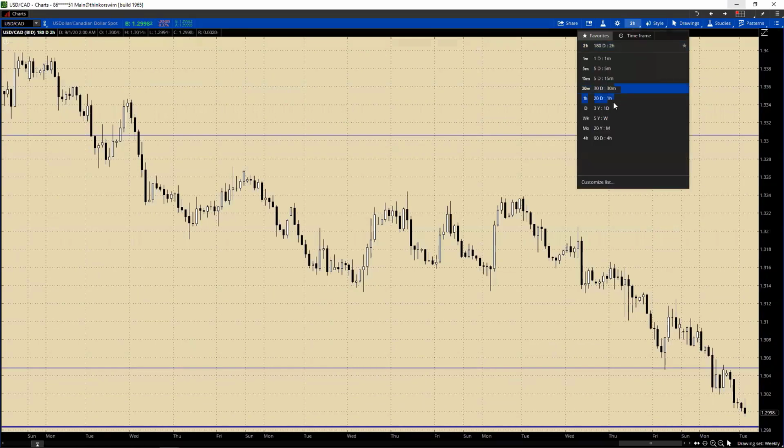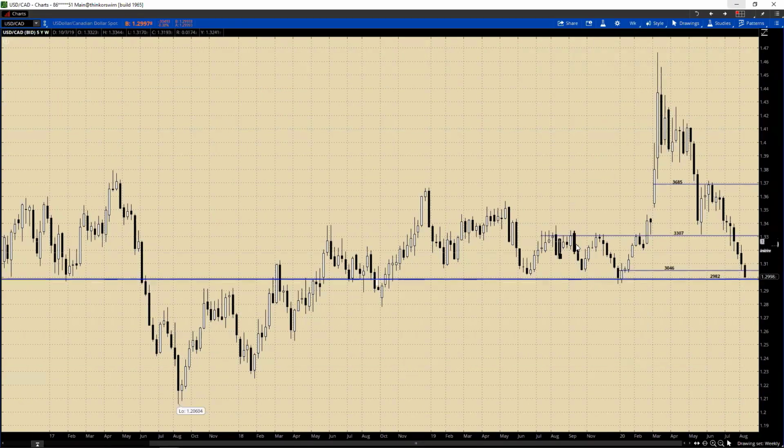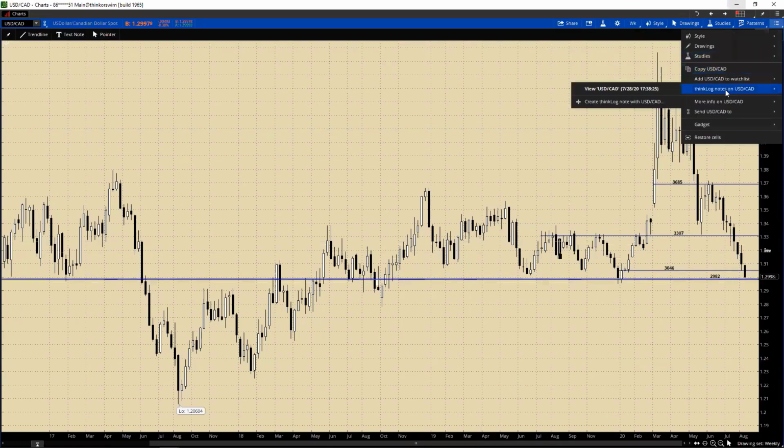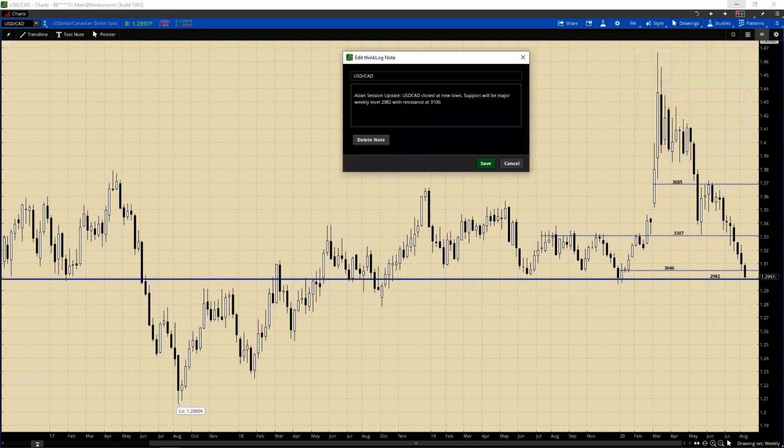Once again, going back to the weekly chart. The dollar CAD closed at new lows. Support will be major weekly level of 29.82 with resistance at 3,100. We're not too far away from, look at that, 29.82. And you can see the significance here, this weekly level.